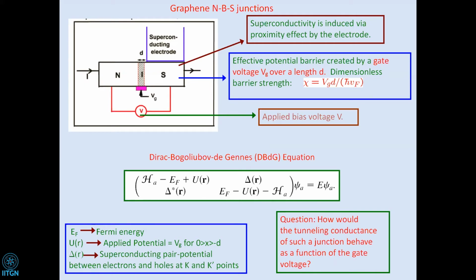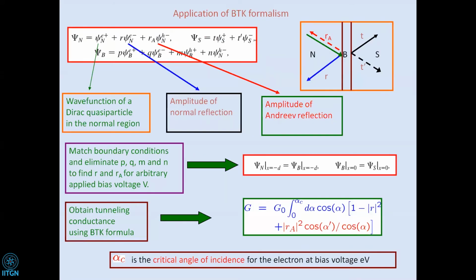However, here we are dealing with graphene electrons, and a qualitatively different thing happens. However, before doing that, let me just try to show you how this calculation is done. So what one typically does is to imagine that a quasi-particle approaches this barrier or this insulating regime from the left, from the normal region, and then it can get reflected or transmitted, and there is an amplitude of transmission T and T prime into the superconducting region.